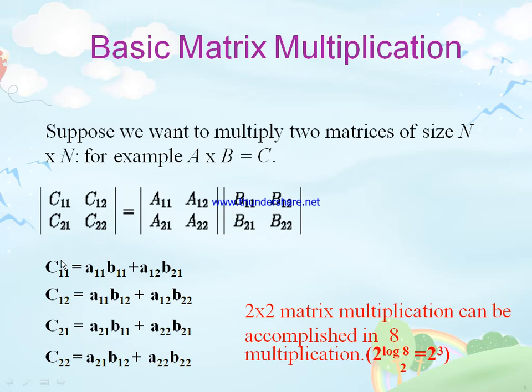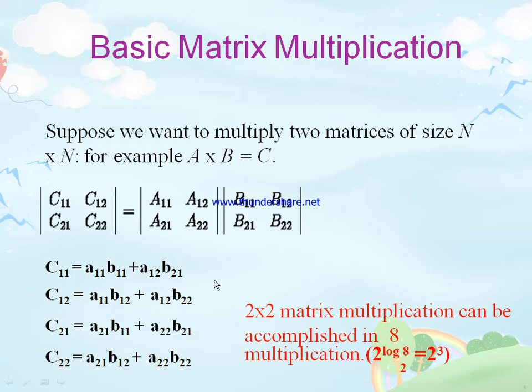So the cell values in the matrix: C1 comma 1 equals A1 comma 1 into B1 comma 1 plus A1 comma 2 into B2 comma 1, and so on. C1 comma 2 equals A1 1 B1 2 plus A1 2 B2 2. Next, the third cell is A21 B11 plus A22 B21.